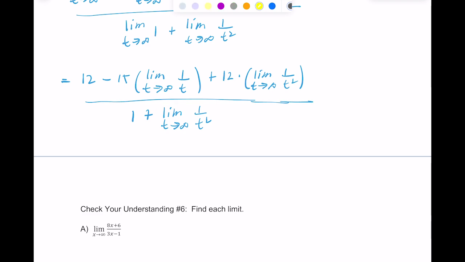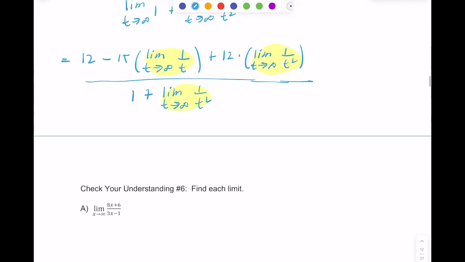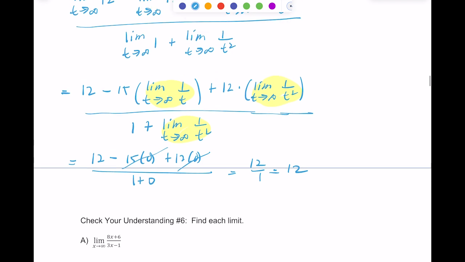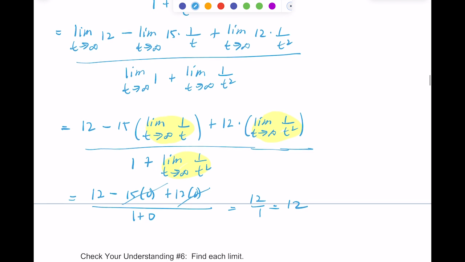Now, if you'll remember, this little piece and this little piece and this little piece, they're all going to equal 0. So we're just going to replace all of those with zeros. And we're going to have 12 minus 15 times 0 plus 12 times 0 over 1 plus 0. Those little pieces go away, and as you can see, your final answer is 12, which is what we noticed by looking at the table on the calculator, by looking at the graph, and then by plugging in values.